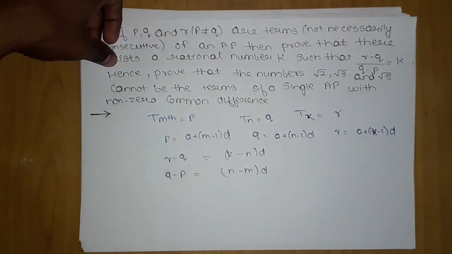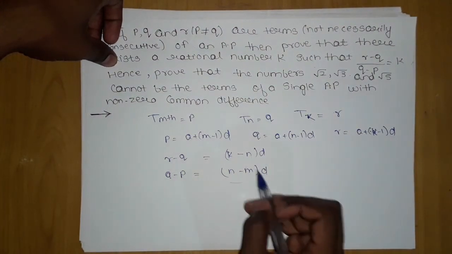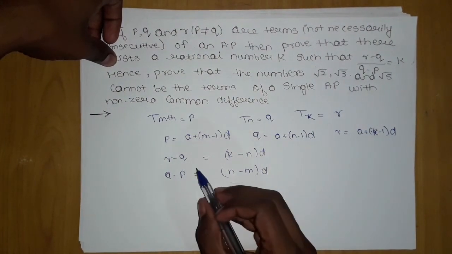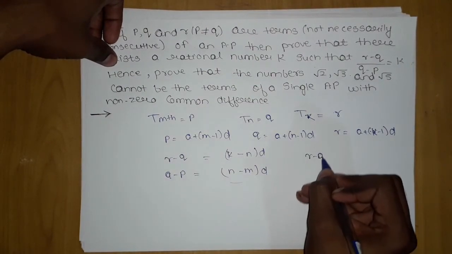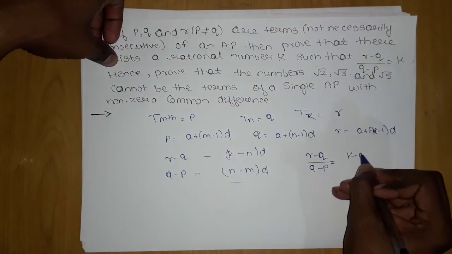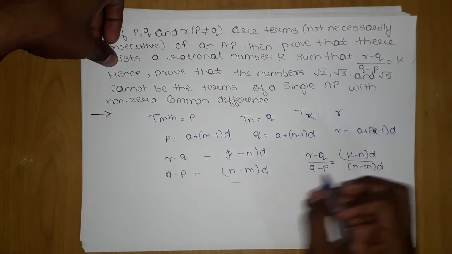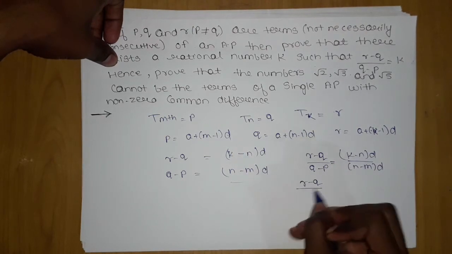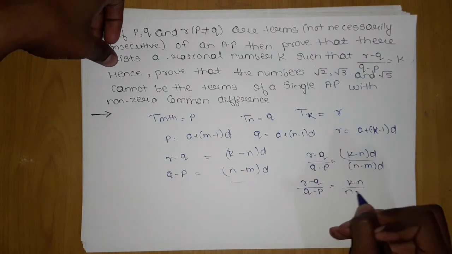So we are getting (r minus q) upon (q minus p) should be equal to (k minus n) into d upon (n minus m) into d. So d will cancel out. (r minus q) upon (q minus p) should be equal to (k minus n) upon (n minus m).